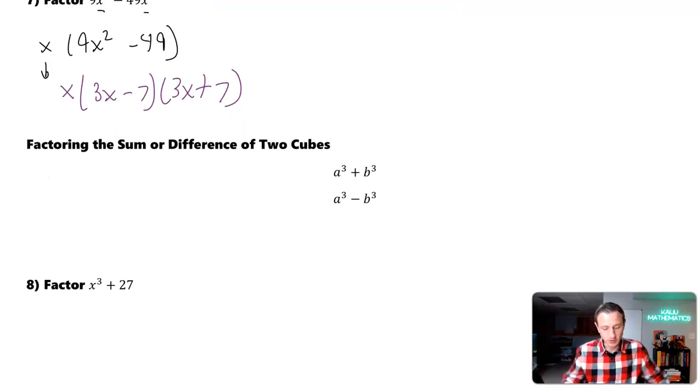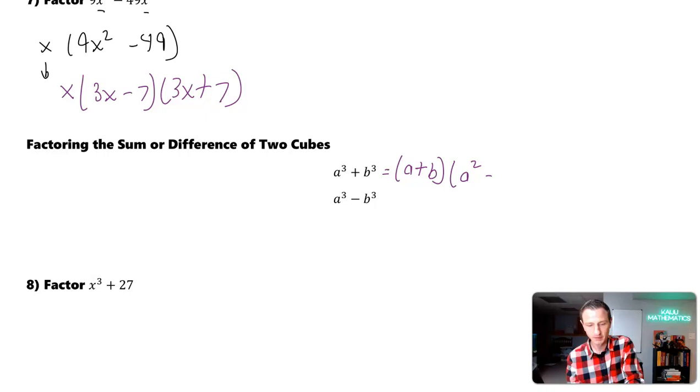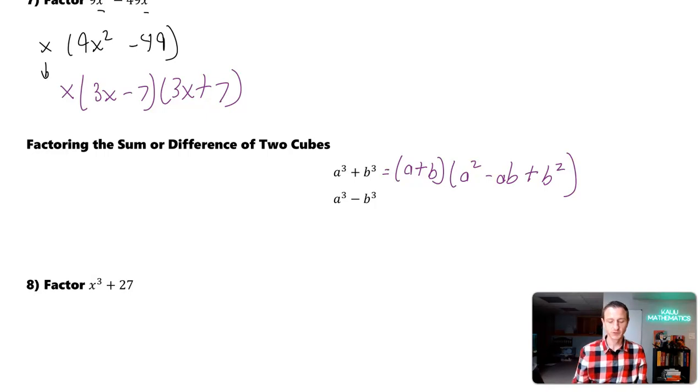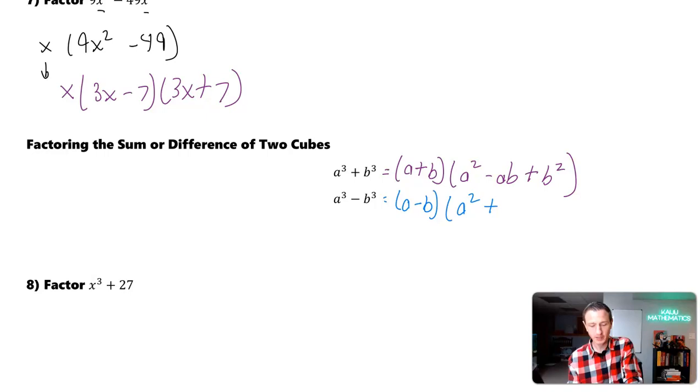Now let's look at the sum or difference of two cubes. So we have a to the third plus b to the third, or a to the third minus b to the third. When we have a to the third plus b to the third, we're going to use this formula: a plus b times a squared minus ab plus b squared. But if we have a difference of two cubes, it's going to be a minus b times a squared plus ab plus b squared.